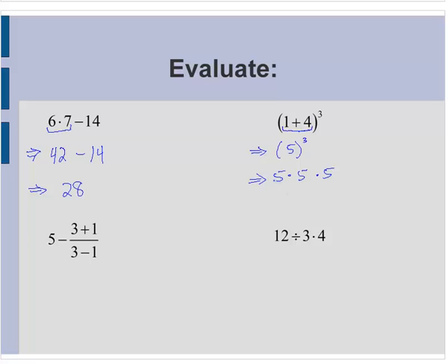So now, following through on the multiplication, 5 times 5 is 25. 25 times 5 is 125. Why don't you try these other two on your own?